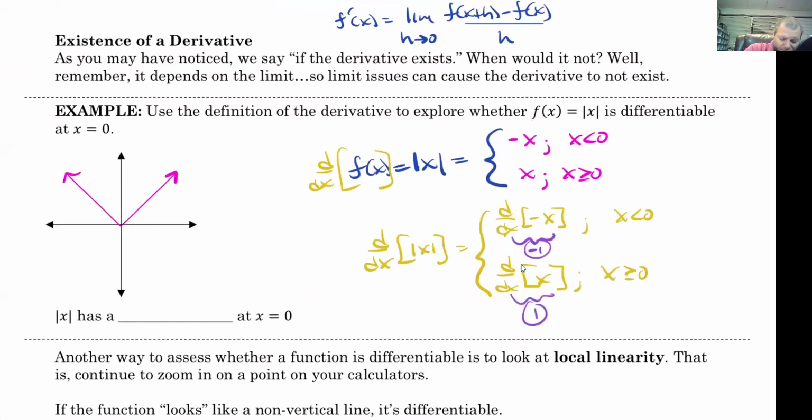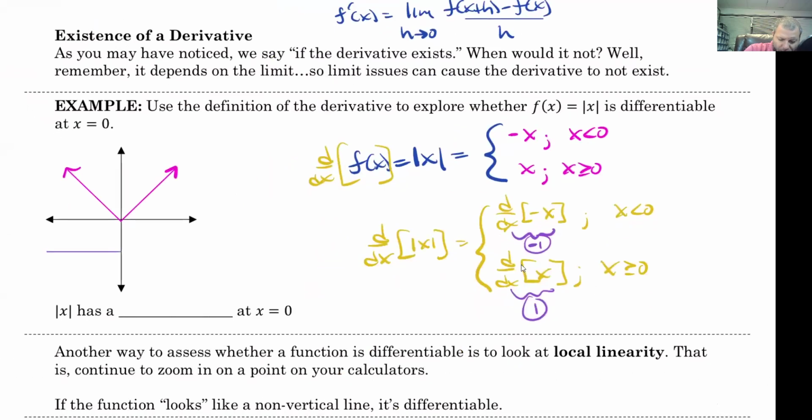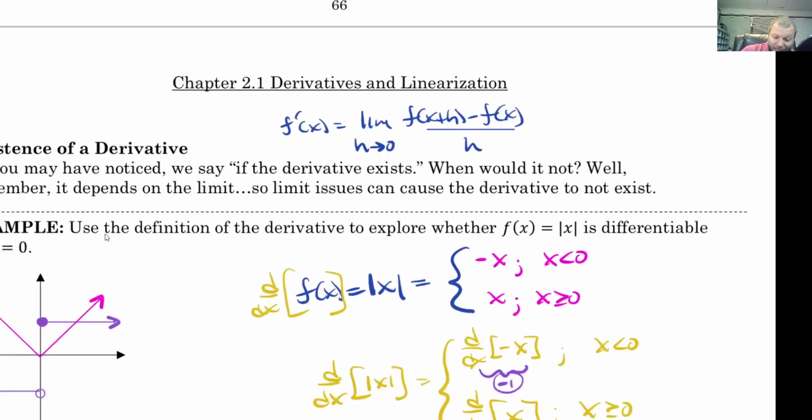So if I graph my derivative, I'm going to get something that looks like this. It doesn't matter where you put the open or the closed dot. We can see here that as we approach 0, our derivative has a jump in it. And this is a problem, because if I look at the limit as we approach 0 from the left and the right of the derivative, it doesn't match.